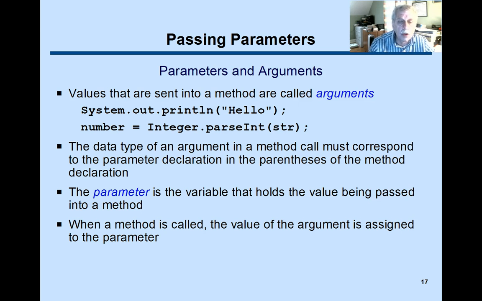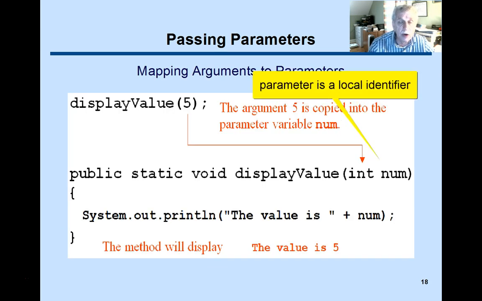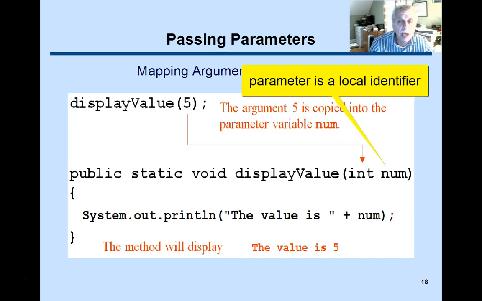When a method is called, the value of the argument or the actual parameter is assigned to the formal parameter. It is effectively like an assignment statement. Its value is copied into the formal parameter. The formal parameter is effectively a local identifier. It's defined within the method, and its scope for that identifier would be the bounds of the method.